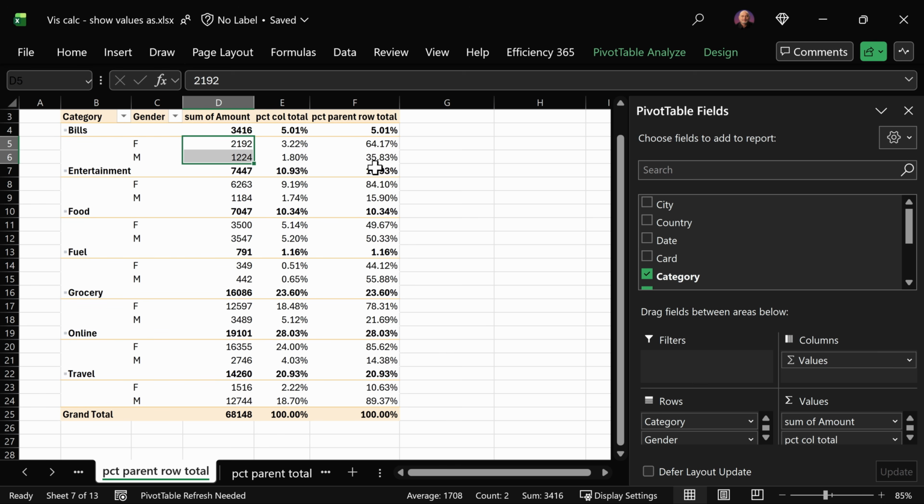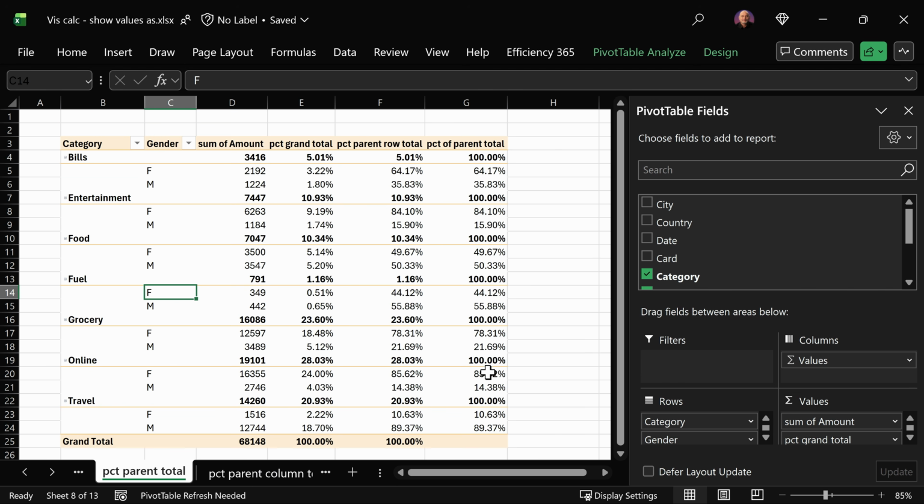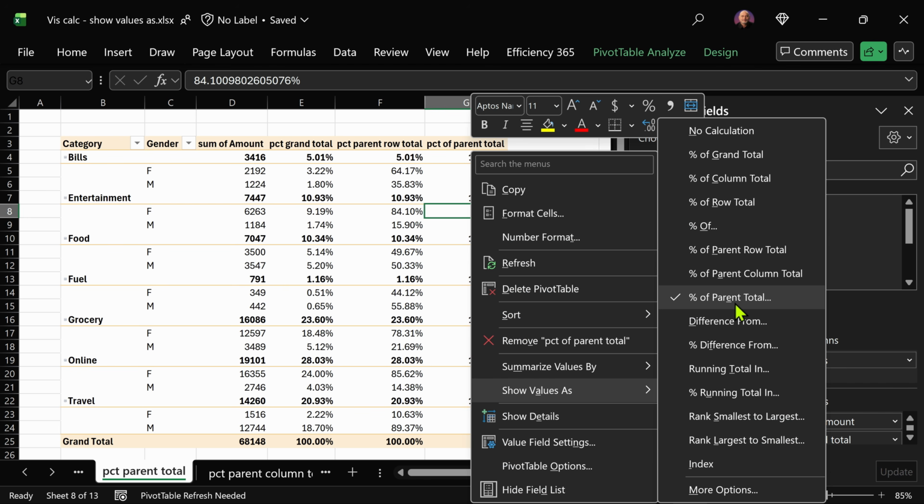But Excel gives you one more option. Look at what is happening here. These two are total 100, but this remains 5. That becomes a little confusing. So that's why we have one more option. It's the same thing. But here now, instead of 5 and 10.93, 10.34, all of them are becoming 100. So it becomes easier to understand the comparison. This is called percent of parent total. This is called percent of parent row total.